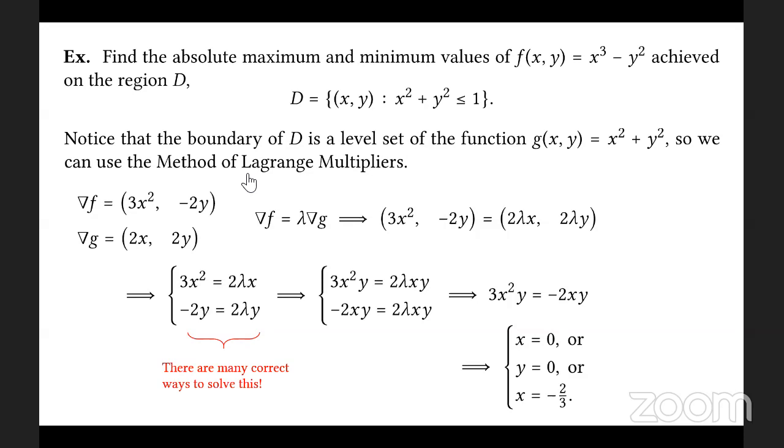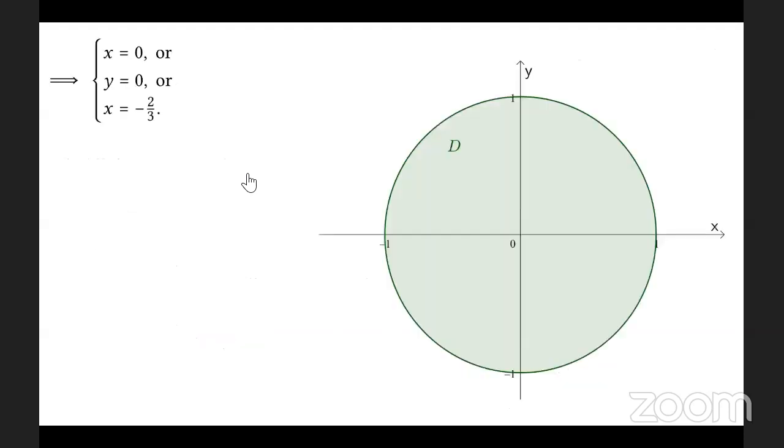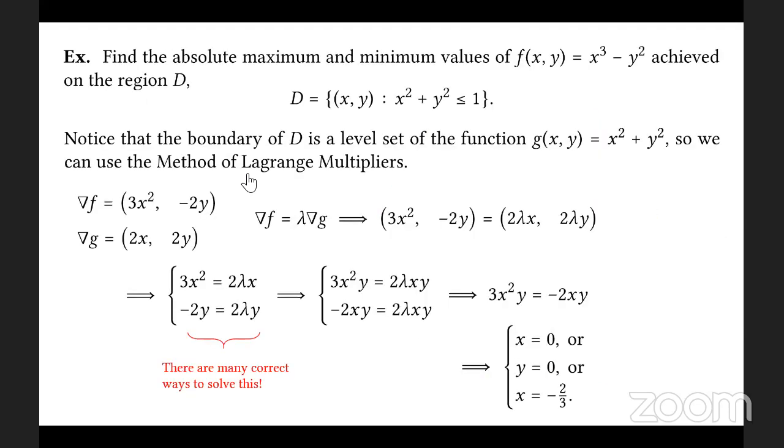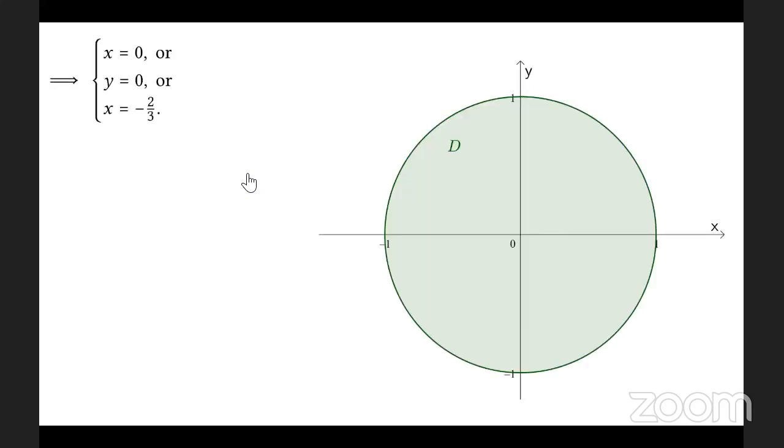So we have those, but those aren't points, right? So what do we do with this? Well, this is our region. The region is x squared plus y squared is less than or equal to 1. So this is our region, and we're concerned with just the boundary of the region.